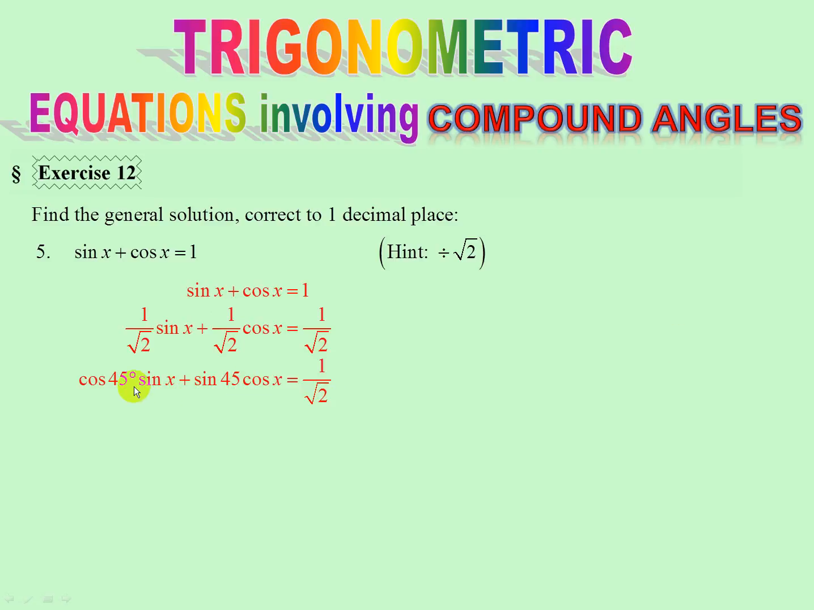There's your sine addition, sine of (x plus 45 degrees). First and second quadrants, because sine is positive. Therefore, we're going to say x plus 45 equals first quadrant, second. Subtract the 45, and there we are.